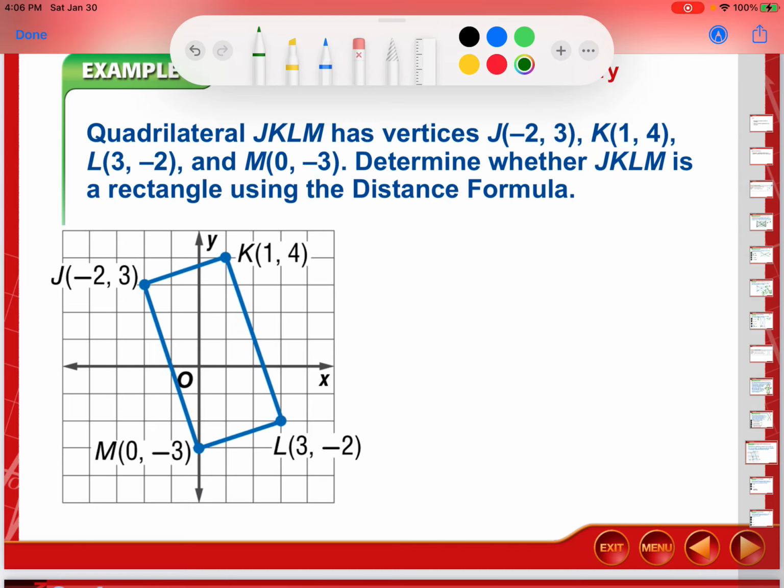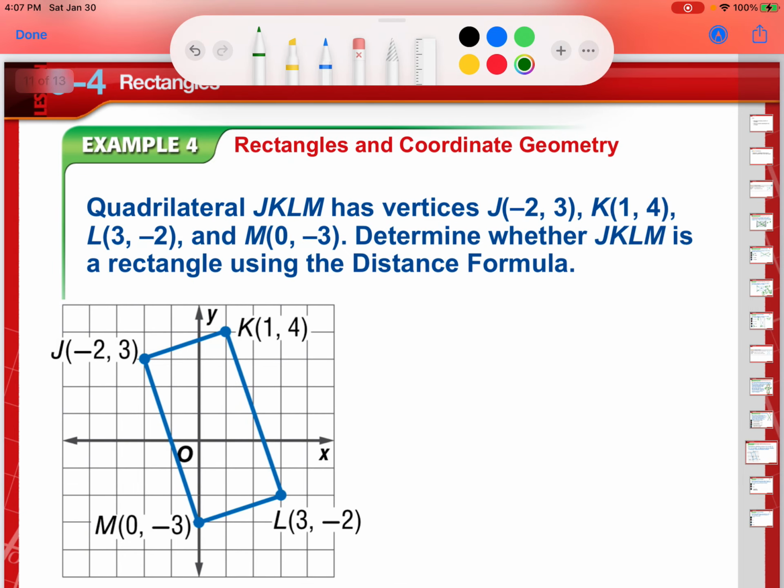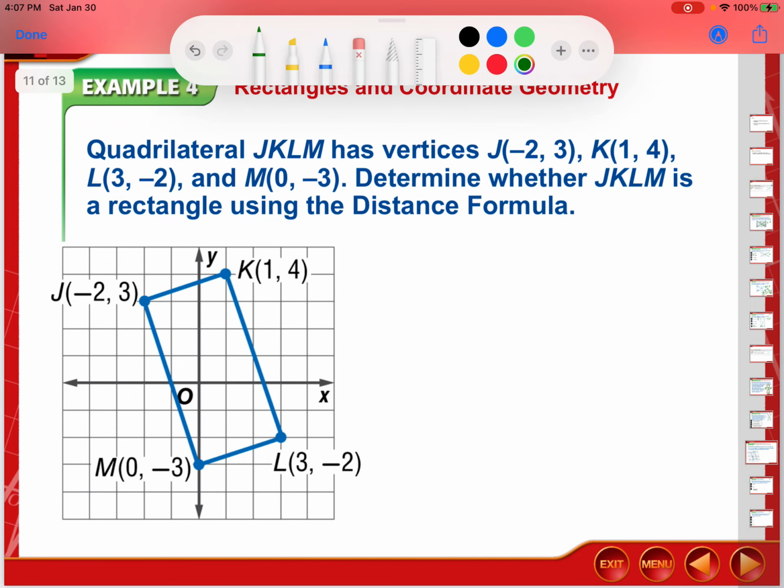So quadrilateral JKLM has vertices of blank, blank, blank, and blank. Determine whether JKLM is a rectangle using the distance formula. Cool. Love the distance formula. So, did I put another one? No, I did not. So there's two ways to go about it. Well, there's a lot of ways to go about this. Let's check that real quick. So I'm going to walk you through each of them.